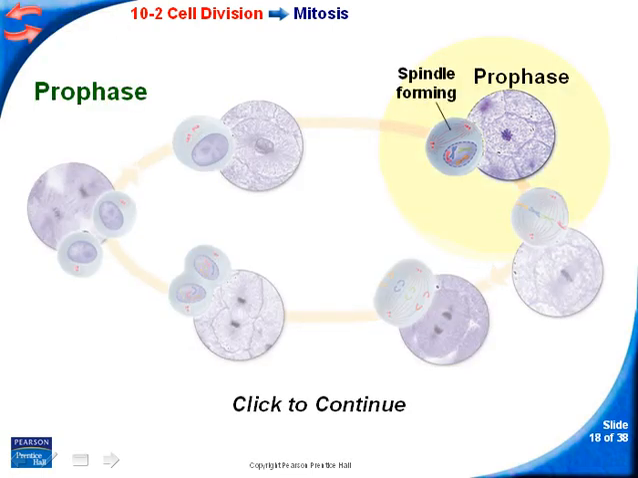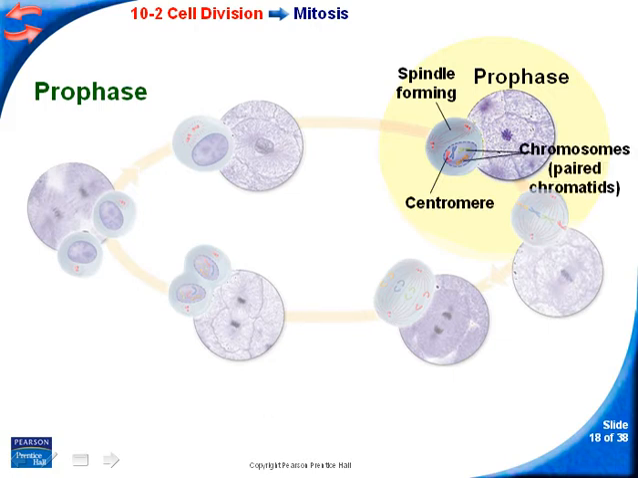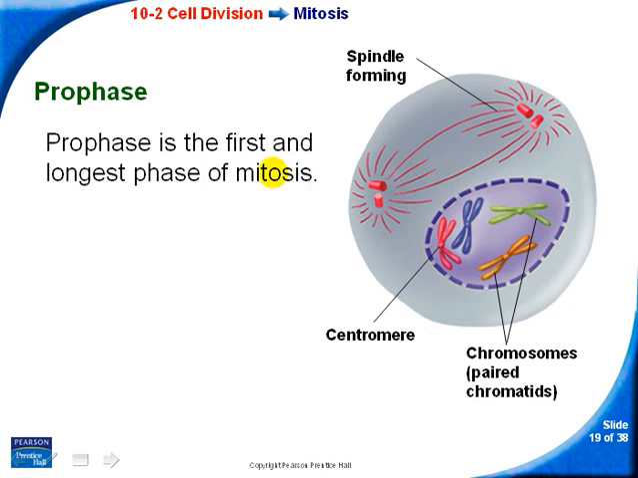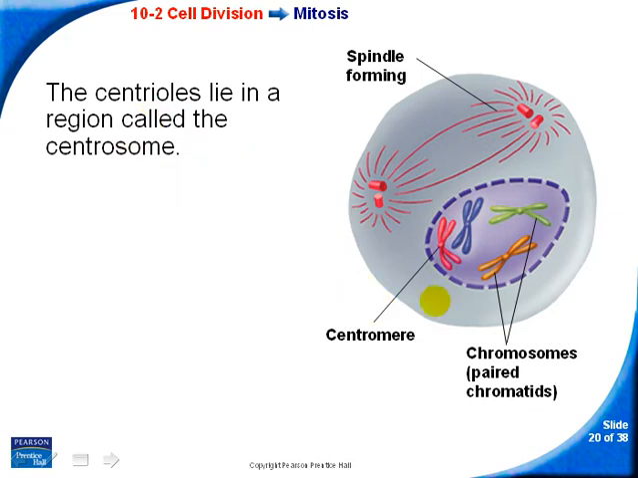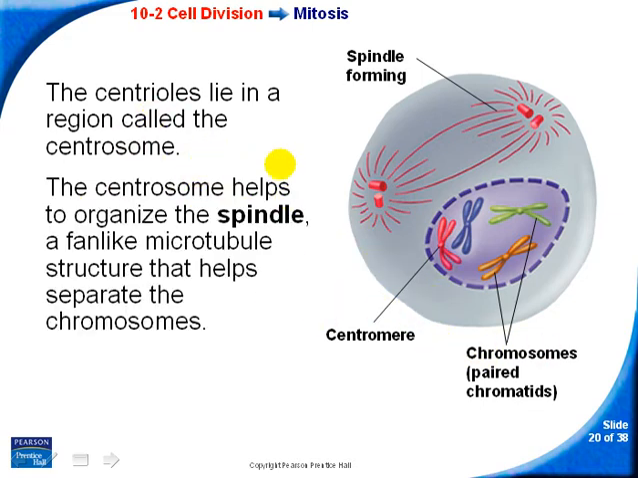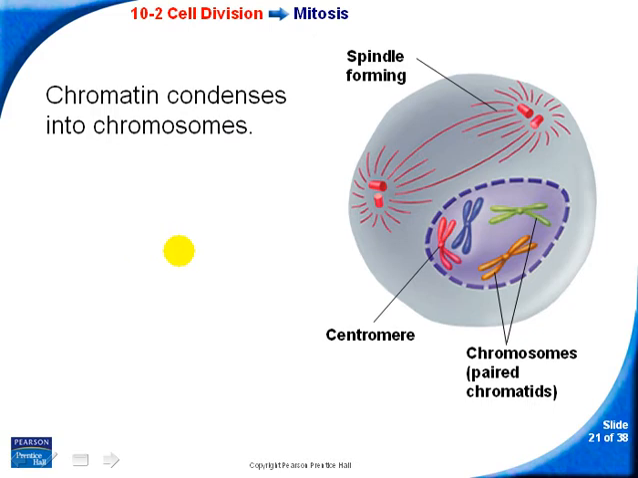Prophase. During prophase, the first phase of mitosis, the centrioles, remember those, here they are right here, take up positions on opposite sides of the nucleus. And the centrioles lie in a region called the centrosome, which we're not going to spend too much time worrying about. And what they do is they organize the spindle. That's these red lines right here. It's fan-like microtubules, remember those? And what they do is they help to separate the chromosomes.